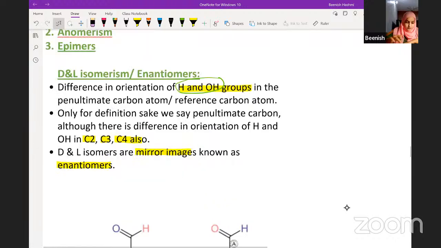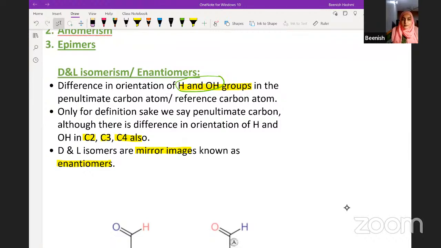Wi-Fi giving really hard time. So welcome back. Let's continue from D and L isomers. I'll take this all again because there was a lot of disturbance because of the Wi-Fi. Really sorry for the inconvenience.